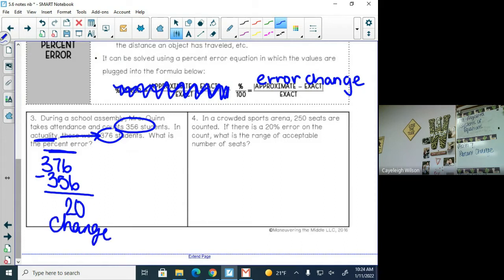Is everybody okay on that? So then I'm going to start putting it in the percent proportion. I put the change in the error, which is 20, over the exact amount. So how many exact actual students were there? 376. And I'm going to solve that to find the percent.